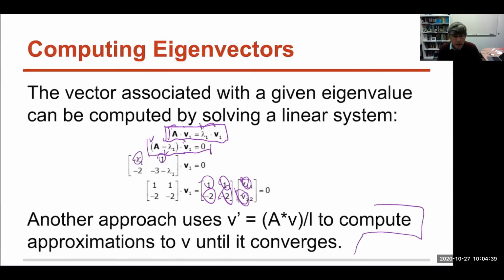Another way to interpret this equation: the matrix times the vector is equal to the eigenvalue times the vector.